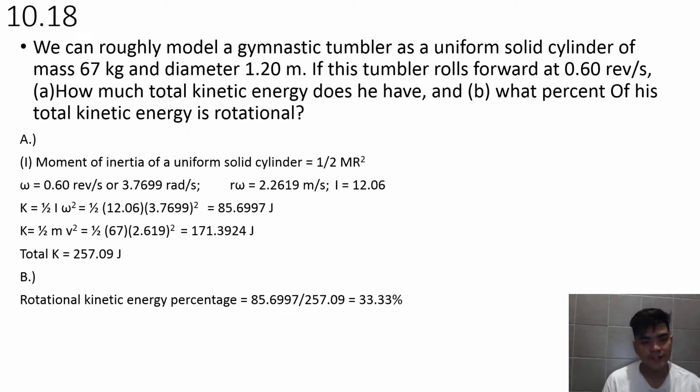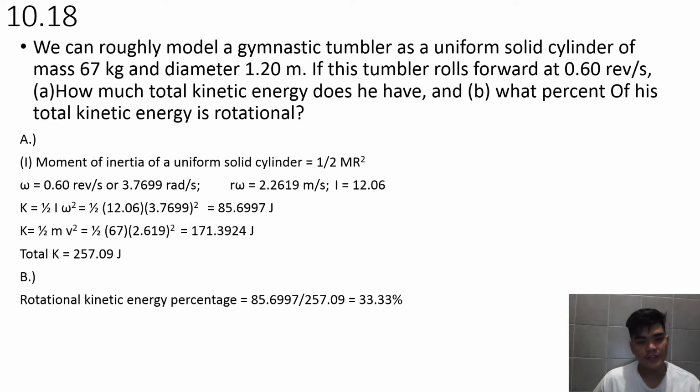Problem 10.18. We can roughly model a gymnastic tumbler as a uniform solid cylinder of mass 67 kg and diameter 1.2 meters. If this tumbler rolls forward at 0.60 revs per second, A. How much total kinetic energy does he have? And B. What percent of his total kinetic energy is rotational?